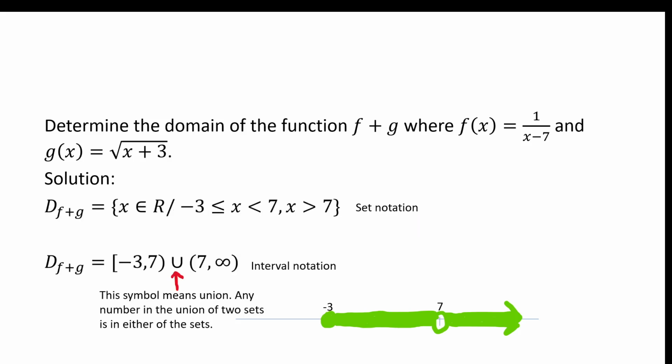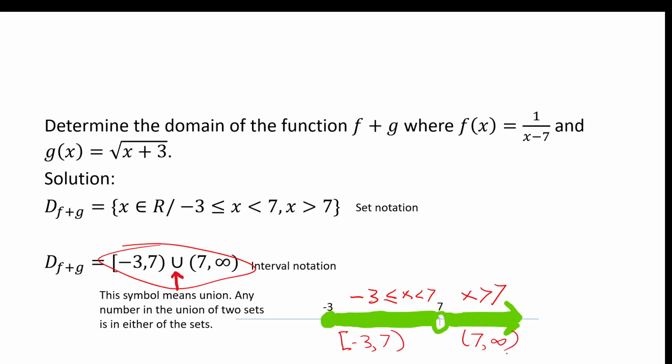And so if we were to write that green number line set in set notation, we would say, well, the first portion is telling us that -3 is less than or equal to x is less than 7. And the second portion is telling us x is greater than 7. But on the other hand, if we were to look at it using interval notation, we would say, well, we have numbers in between -3 and 7. We also have numbers in between 7 and infinity. Okay? And so any number in the intersection will be a number that's in the union of the two intervals shown.